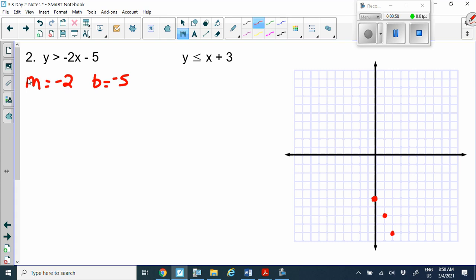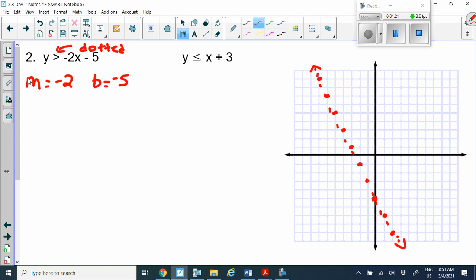And I'm going to have to go down 2 to the right one for my slope. Now I do need to reverse it because I need to make sure my line goes off the graph. So I'm going to go up 2 to the left one. Now I need to determine if my line is going to be solid or dashed. In this case, because I don't have an equal bar, all my inequality is going to be dotted. So dotted and dashed mean the same thing if I use those words interchangeably.